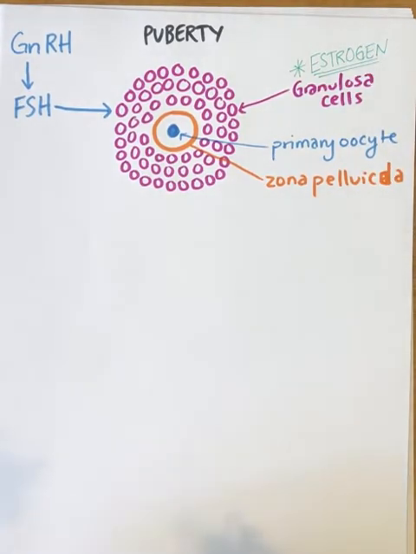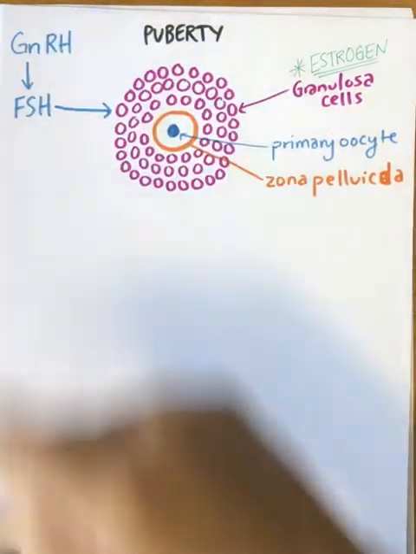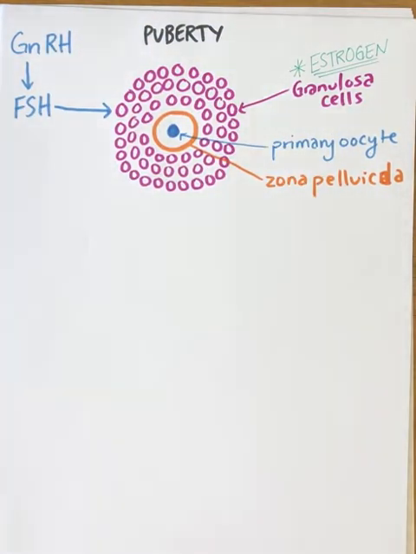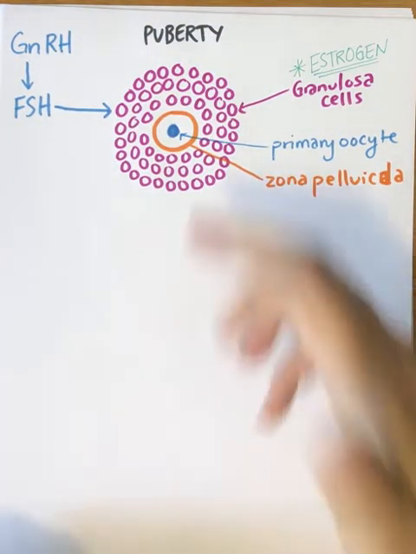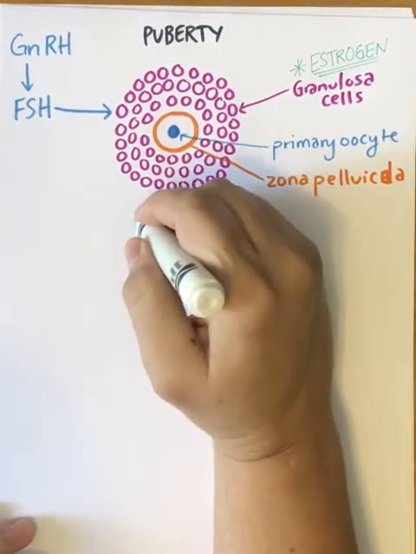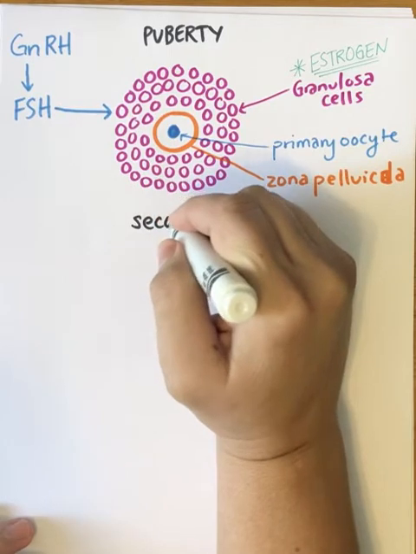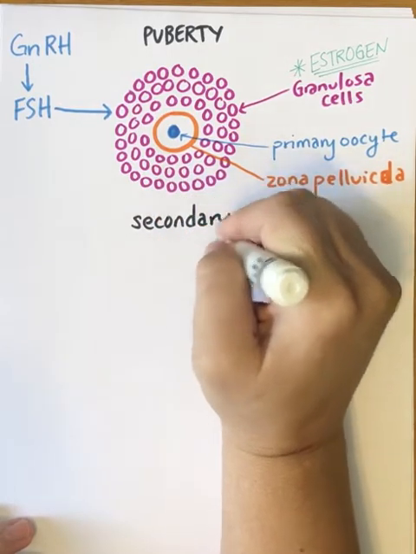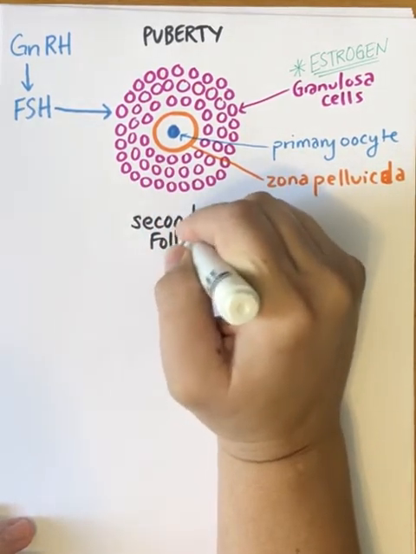So at puberty is whenever we produce these. So we call this your secondary follicle, but this is only at puberty when you have granulosal cells. So we can label this. This is your secondary follicle.